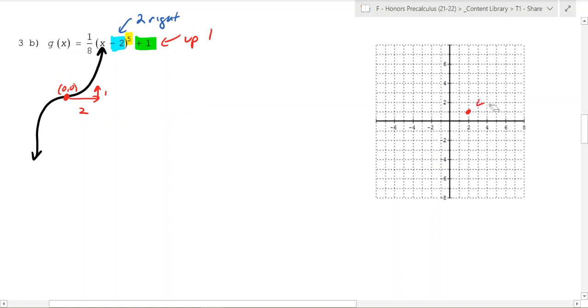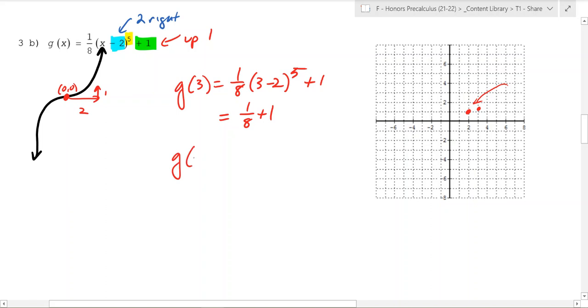So if you plug in 3, for example, g of 3, you'd end up with 1/8 times (3 minus 2) to the 5th plus 1. This is nice because 3 minus 2 is 1, 1 to the 5th is 1. This is just 1/8 plus 1. So what does that mean? When you're at 3, it's just a little bit higher. So that means it's going to be symmetric around that point. So the other one is going to be, for example, g of 1 would be 1/8 times (1 minus 2) to the 5th plus 1.